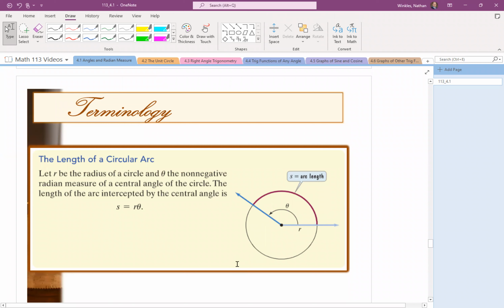So we've already seen a similar equation definition here a few minutes ago. So when we see this, let r be the radius of a circle and theta the non-negative radian measure of a central angle of the circle. The length of the arc intercepted by the central angle is given by s equals r theta. So we already found a way to find theta. Now we can find a way to find the length of our circular arc. So just s equals r theta.